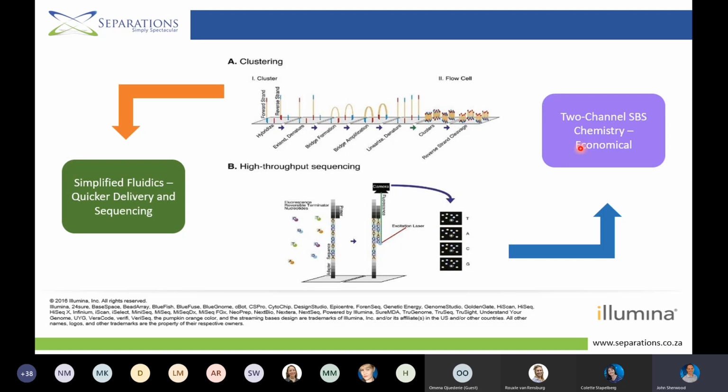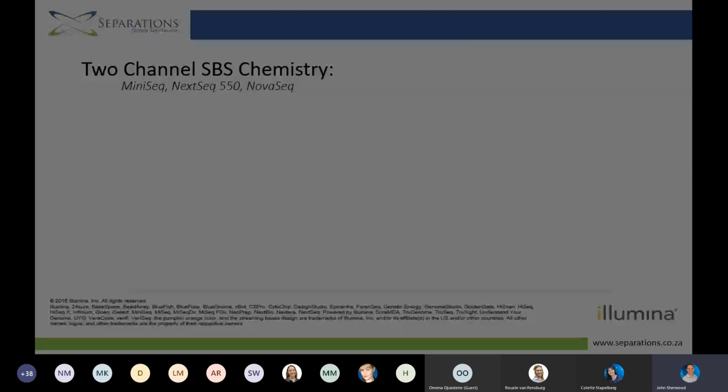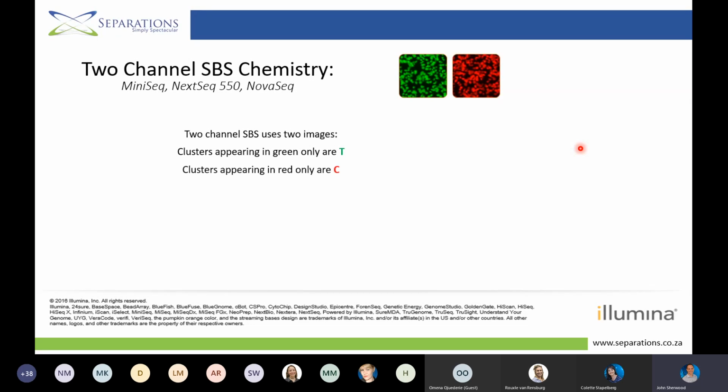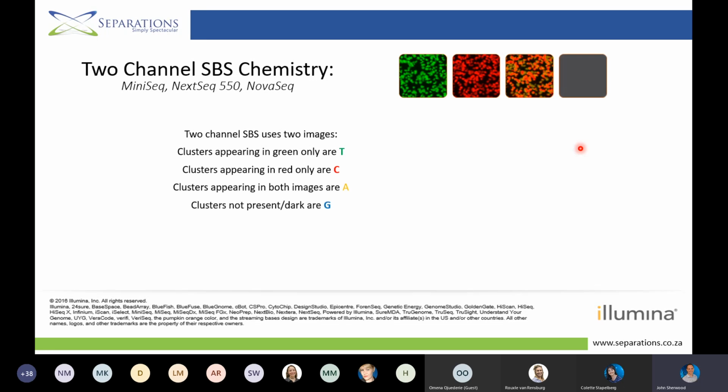Now, with a 2-channel chemistry, basically what happens, which I'll show you on this slide, is that instead of using just a single dye, they're using 2 dyes, and they're taking 2 images at each sequencing cycle. They use a green and a red dye. The green dye is attached directly to your thymine residues, your T's. Your reds are attached to your C's. And then with the A's, they have attached red to half of your A's and green to the other half of your A's. And then G's are dark.